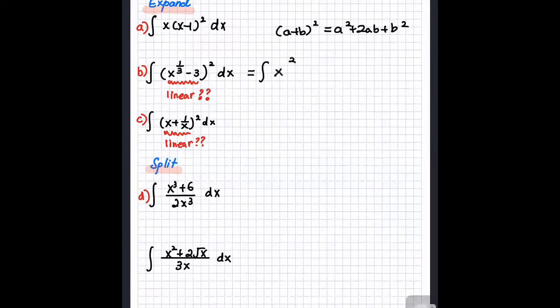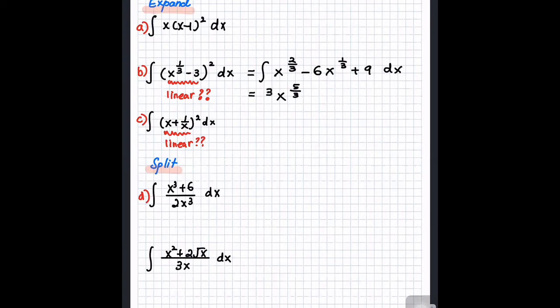So x 2 over 3 minus 6 x 1 over 3 plus 9. Now you integrate. X to the power of 5 over 3 over 5 over 3. Okay, since now we already know the basic things, we are not going to do over 5 over 3 anymore. We just flip it directly. Okay, thank you. Continue, boy. X power what now? X to the power 4 over 3, over 4 over 3.